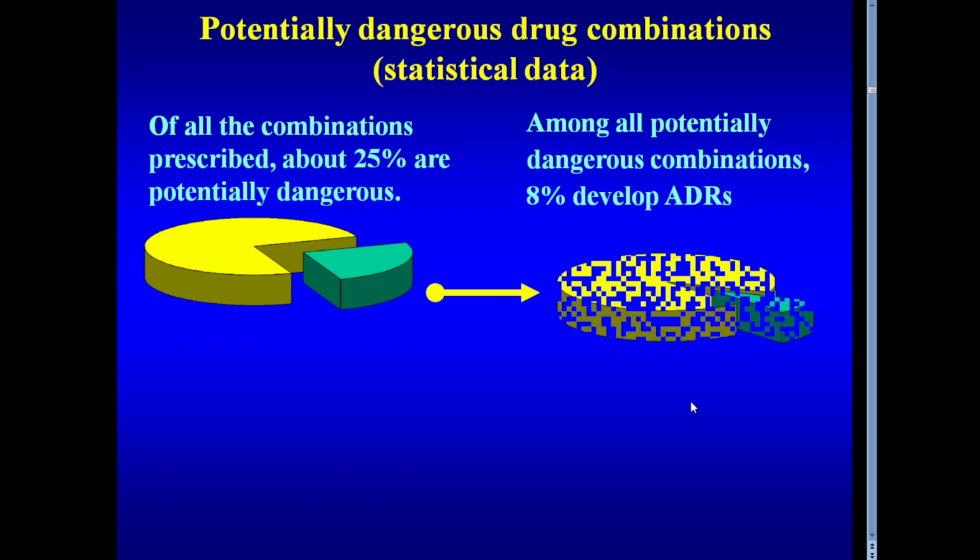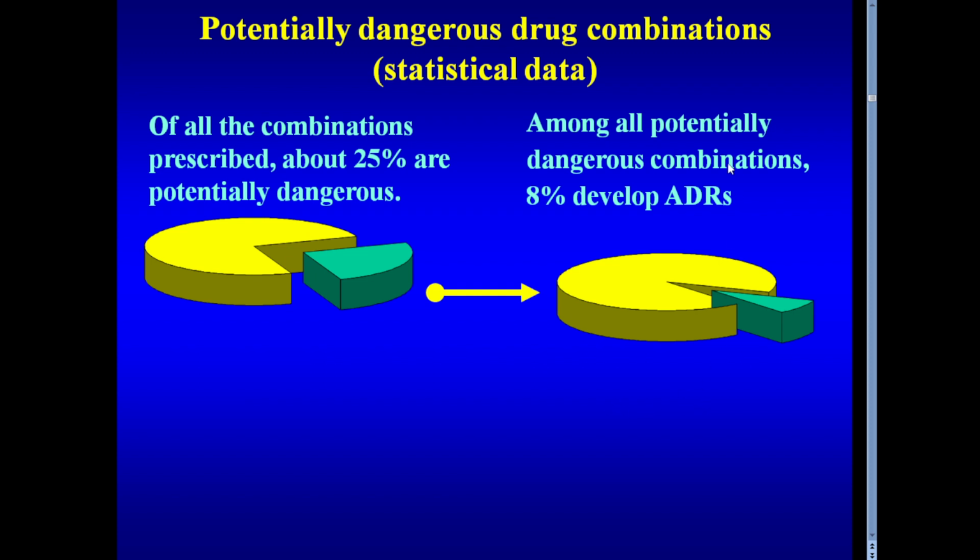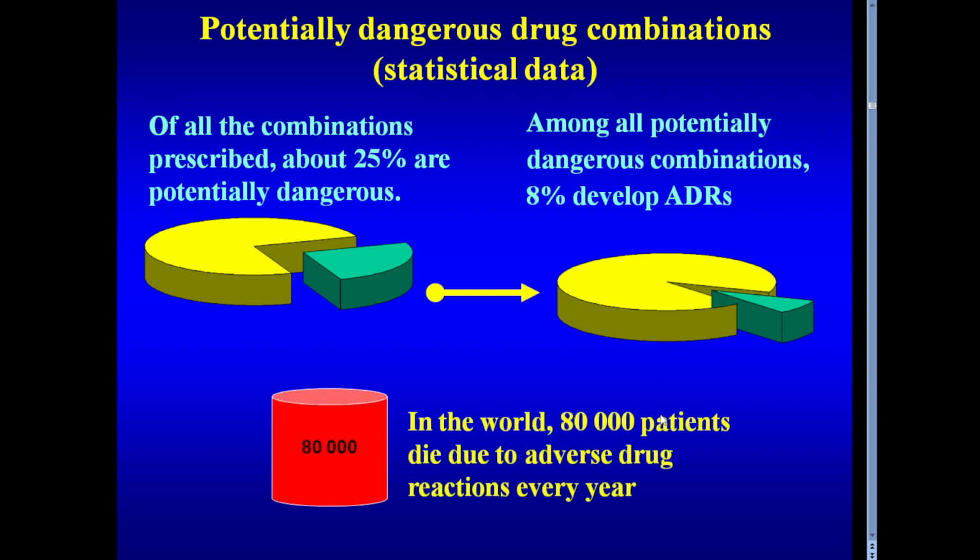Statistical data. Potentially dangerous drug combinations. Of all the combinations prescribed, about 25% are potentially dangerous. These are combinations used by physicians, doctors. And among these 25%, 8% develop ADRs, or adverse drug reactions. In the world, 80,000 patients die due to adverse drug reactions every year. So this problem is very serious.